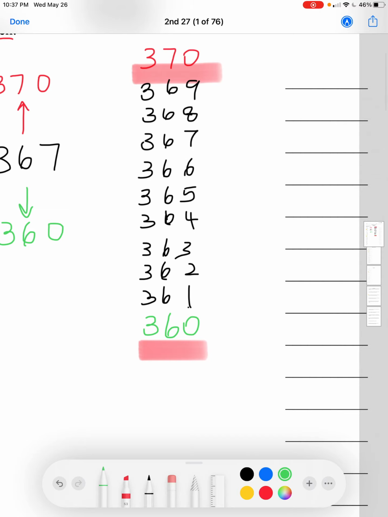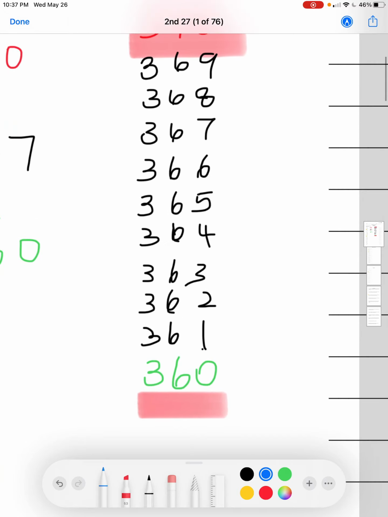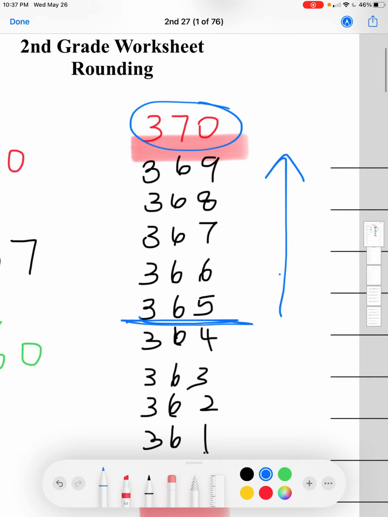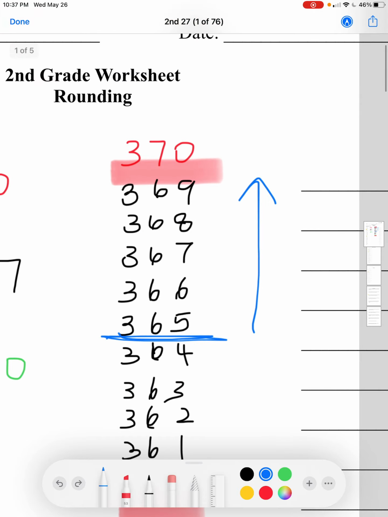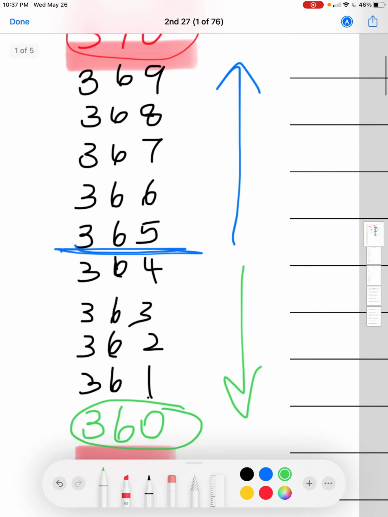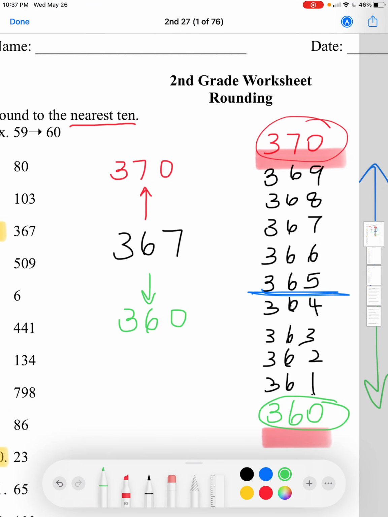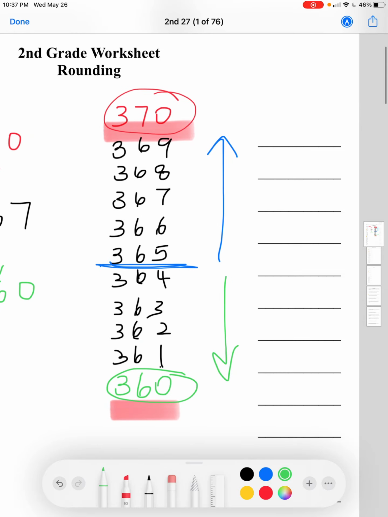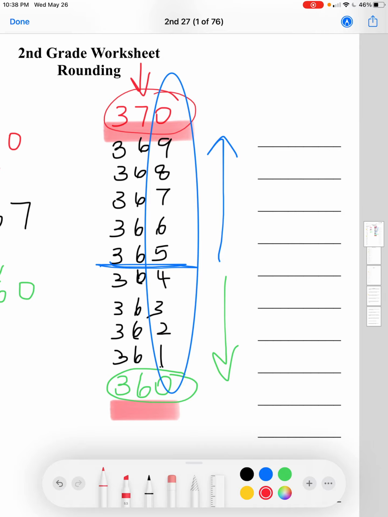Basically the rule is if the number is bigger than or at 5, it's going to go to 370. Now if it's below 5, we're going to keep it at 360. We're looking at the ones place here because we're rounding to the nearest 10, so the place to the right of that would be the ones place. So this ones place is going to decide whether this place is going to change or not, if that makes sense.